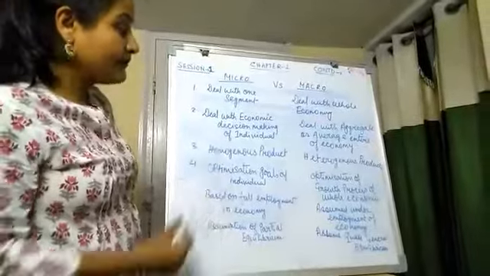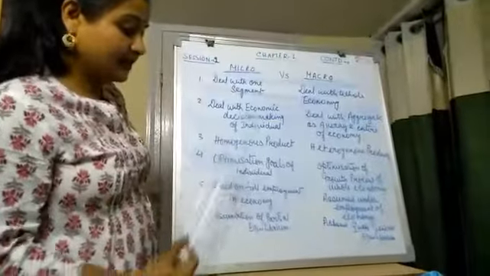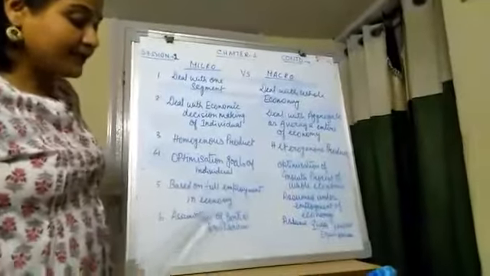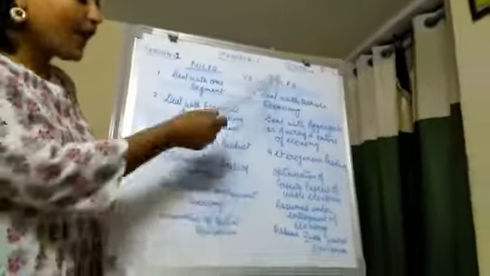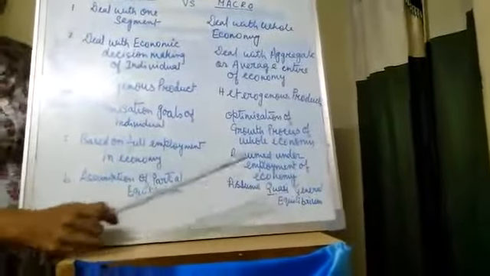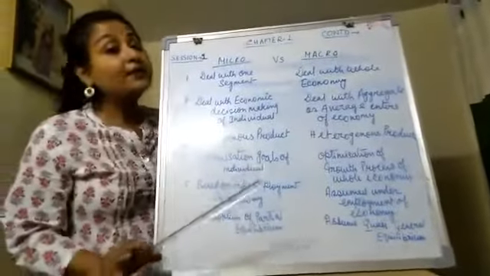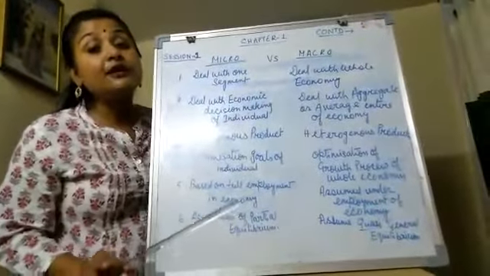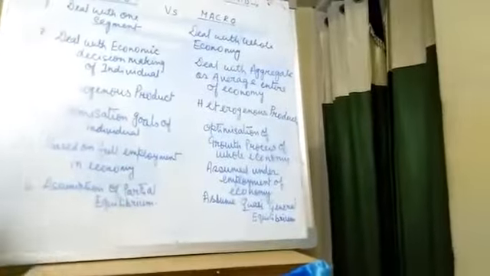Microeconomics is based on full employment in the economy, whereas macroeconomics assumes that the economy is in underemployment. That means it is assumed in macroeconomics that the economy has not yet reached full employment. Whereas microeconomics bases its study on the assumption that there is full employment in the economy.